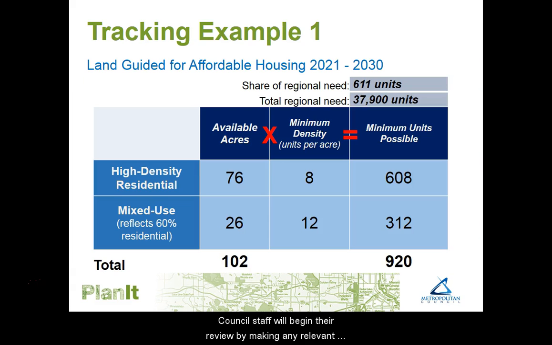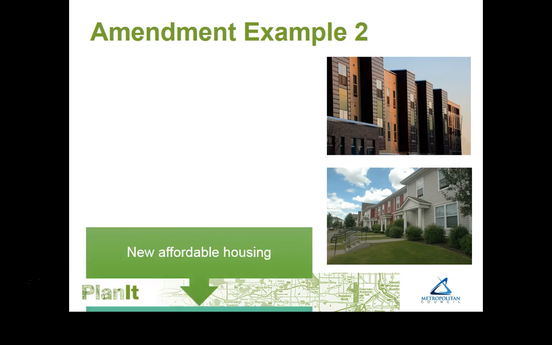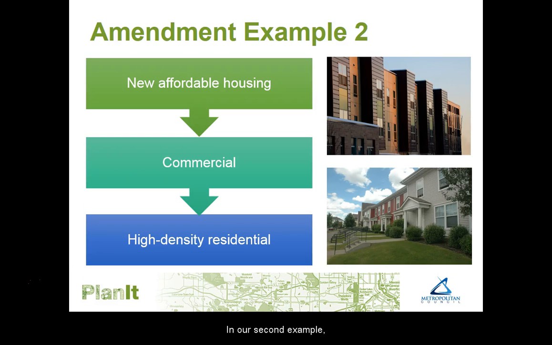Council staff will begin their review by making any relevant changes to the tracking table. In this case, the reviewer will remove 10 acres from the available acres category for high-density residential. In this example, even with the 10-acre reduction, Sample City is still making more than enough land available for possible affordable housing development.